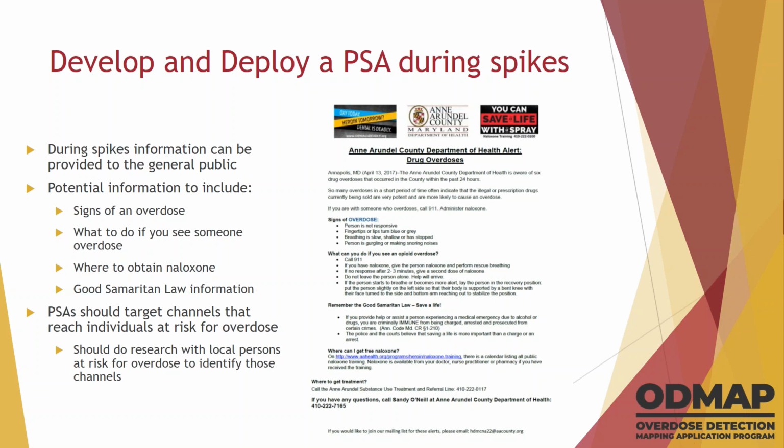And PSAs should also target channels that reach people at risk for overdose. So it's important to do some local research, speak to folks in recovery, speak to folks who are still in active addiction, and try to determine who is a trusted source of information and how to get information out from that source. For instance, persons at risk for overdose might be more willing to listen to information coming from the Department of Health versus police.